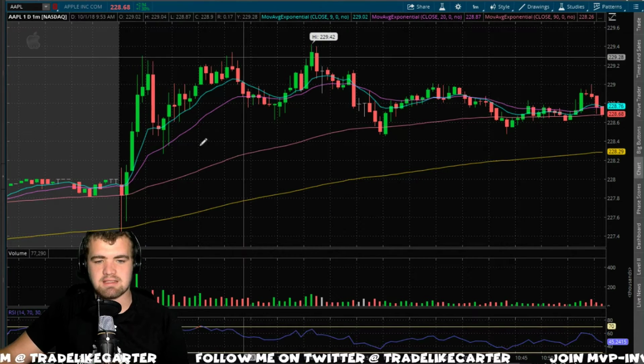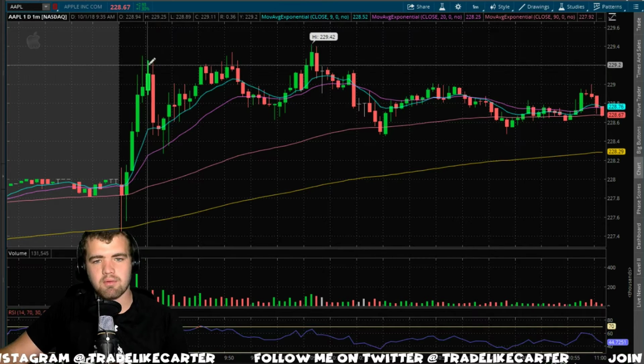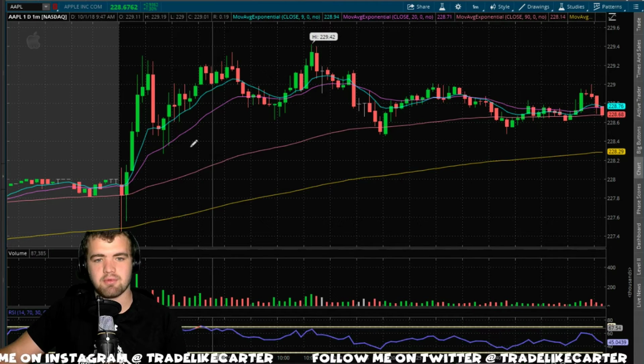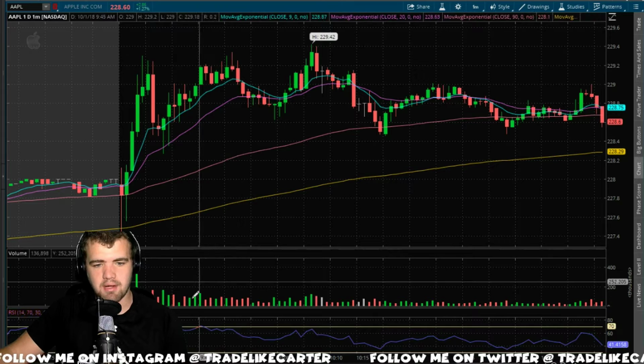So as you guys can see, I'm not sure where it's about. It must be about here. It got overbought and then crashed back down, popped back up, coming through here, and this right here got overbought just a little bit.